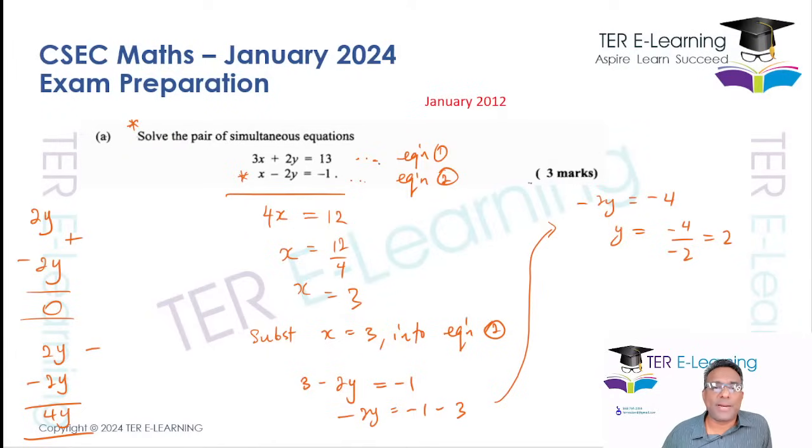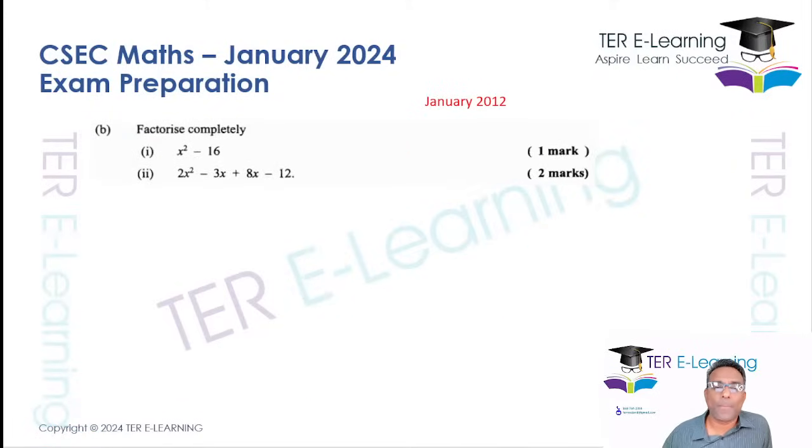So this could come as question 2 in your exam, a simple simultaneous equation. Factorization, that's something that tends to come a lot as well. So B part 1, we have x squared minus 16. Now, there are 4 different kinds of factorization that we need to learn for the exam. And one of them is called the difference of two squares.